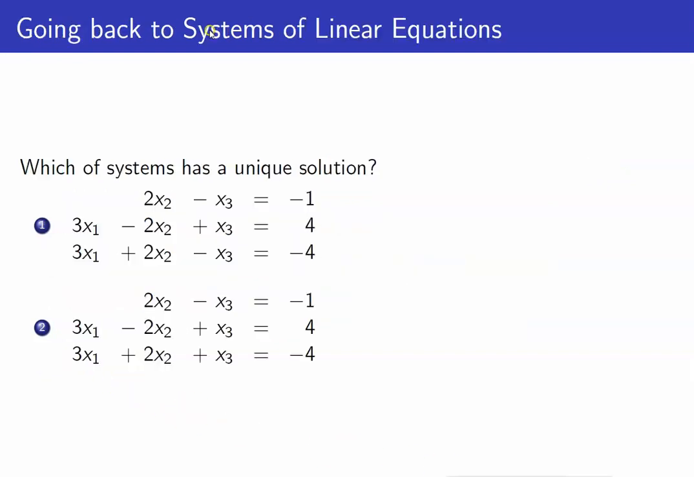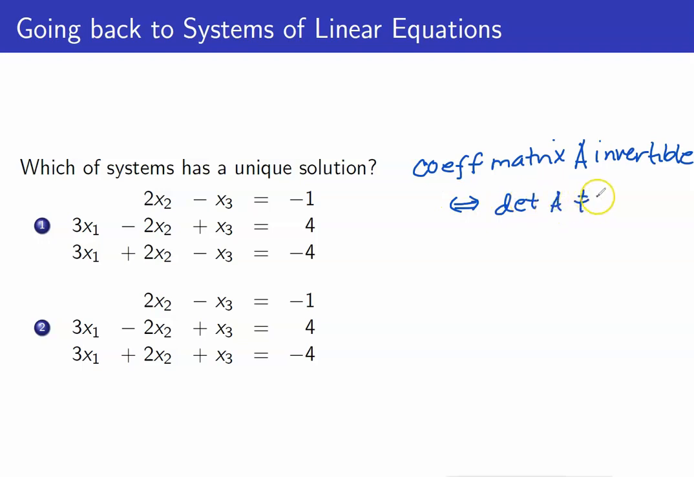Let us go back to systems of linear equations and apply what we've just learned. Which of these systems has a unique solution? Recall that a system will have a unique solution if the coefficient matrix is invertible. And the coefficient matrix is invertible if and only if its determinant is not equal to 0. So that is exactly what we are going to do with these two systems of linear equations.